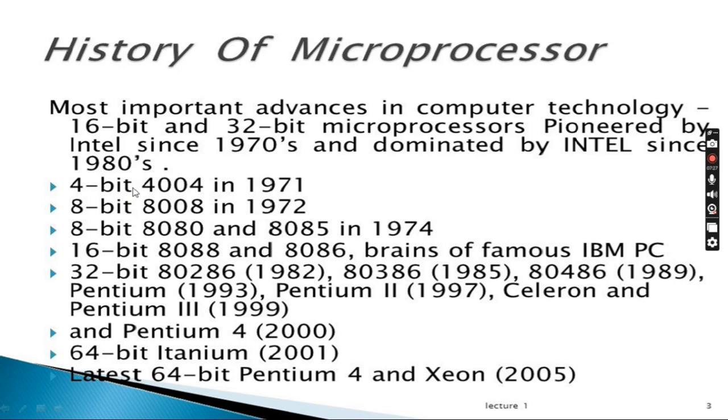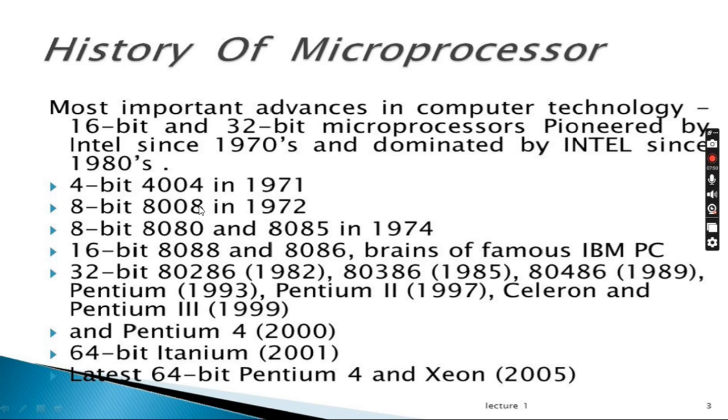So if I need to send more data, it takes more time. In order to remove the wastage of time, Intel developed an 8-bit microprocessor in the year 1972.